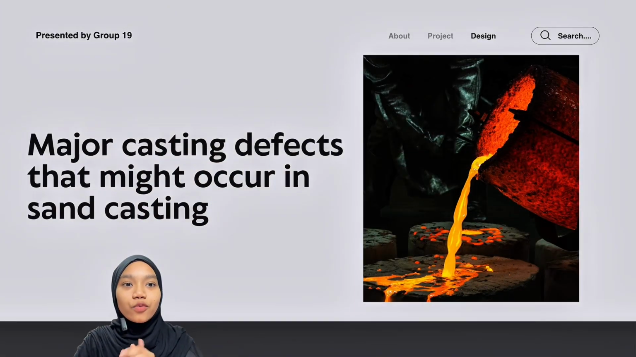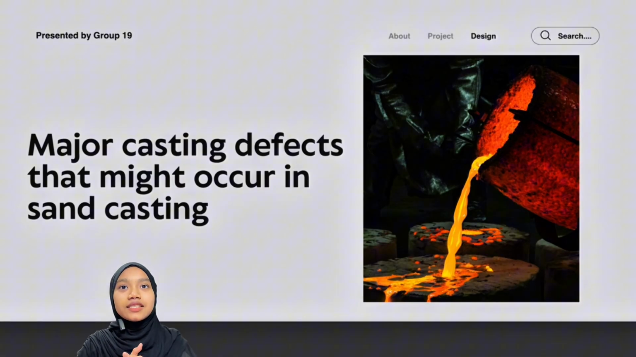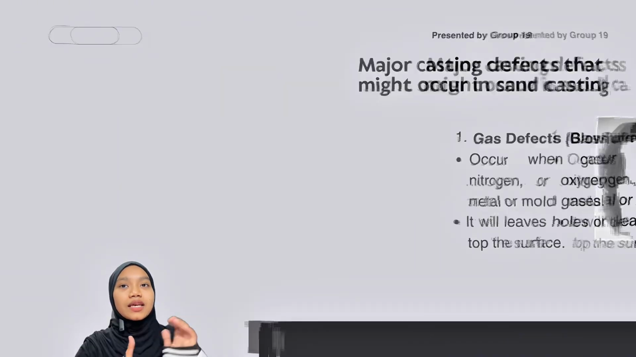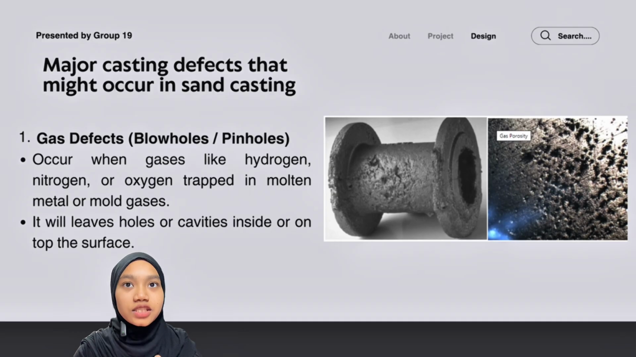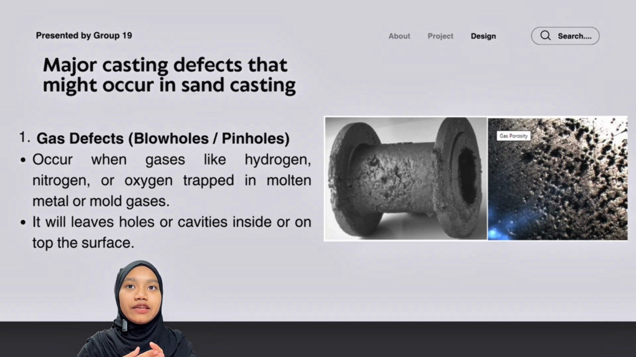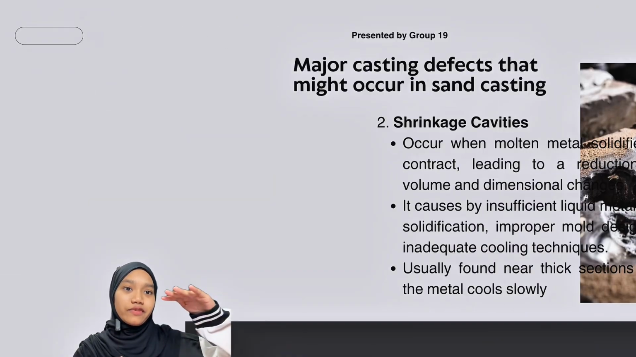So now we will discuss the major casting defects that might occur in sand casting. The first one is a gas defect, which is blowholes or pinholes. Gas defects occur when gases like hydrogen, nitrogen, or oxygen are trapped in molten metal or mold gases. It will leave holes or cavities inside or on top of the surface.